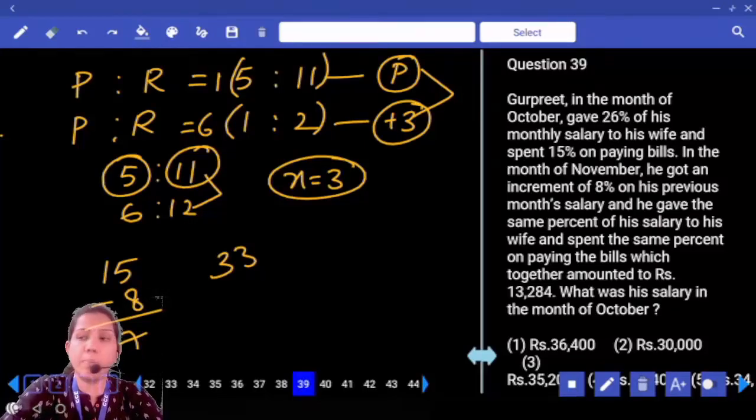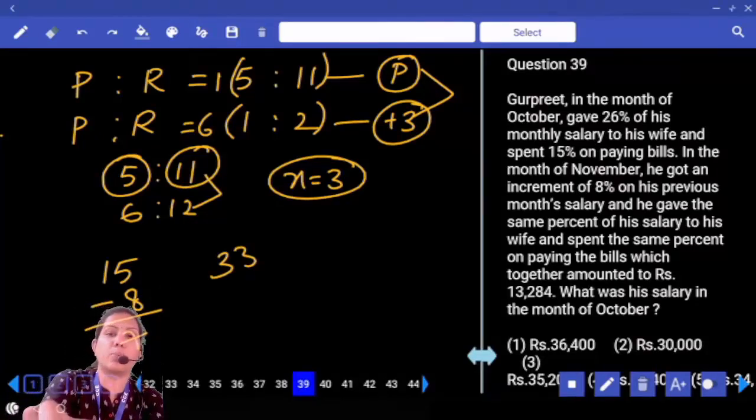In the month of November, he got an increment of 8% on his previous month's salary. And he gave the same percentage of his salary to his wife and spent the same percentage on paying bills, which together amounted to 13,284. What was his salary in the month of October?